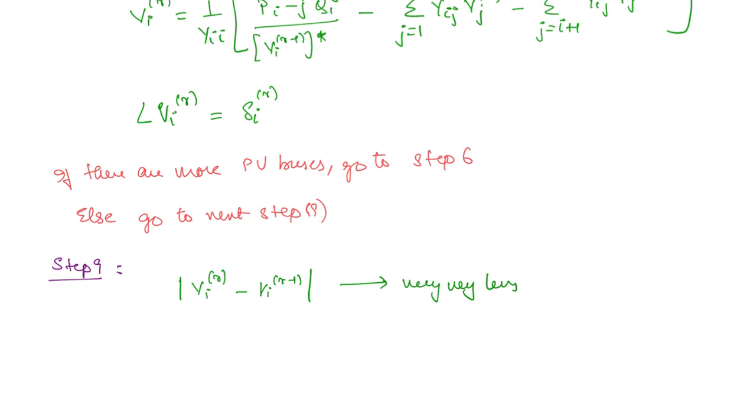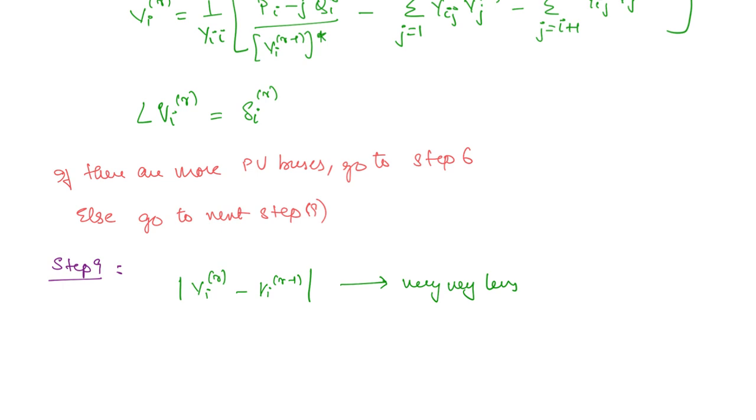So if they are very less, then you can stop the iteration. If it is the first iteration, then V_i^(r-1) will be the assumed values. And if it is the second iteration, that means if this is not a very less quantity, then you have to do the iteration again, right? Let's say this is the second iteration, then this will be the first iteration. So like that you have to find out the difference between two consecutive values of iteration.